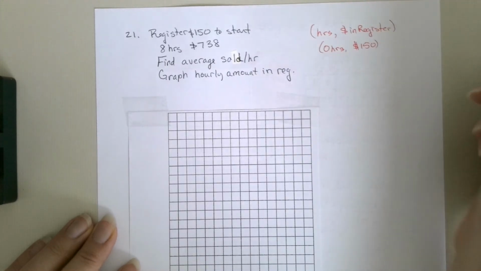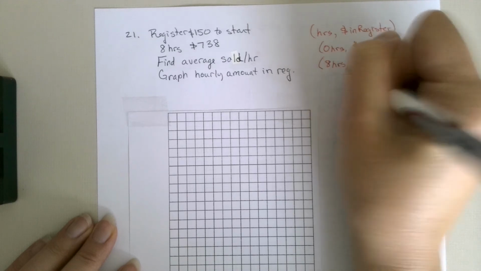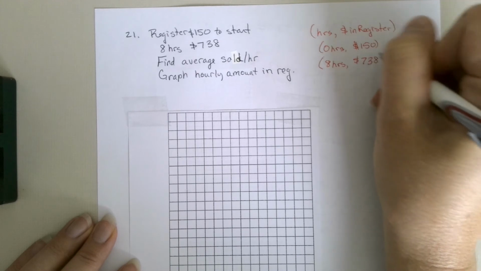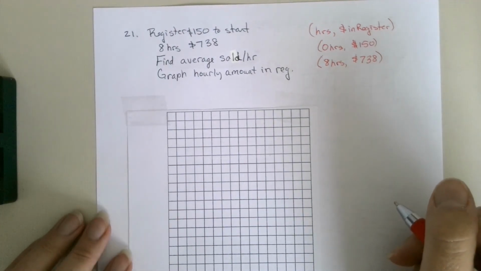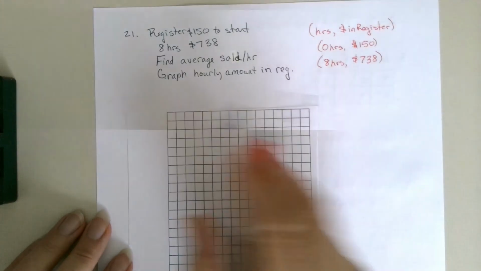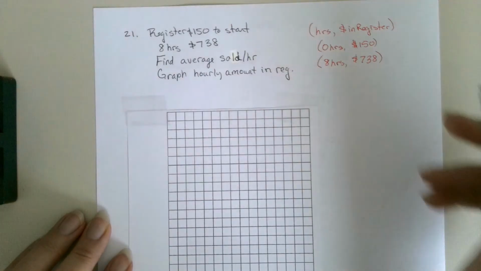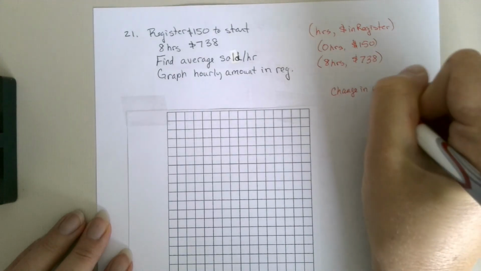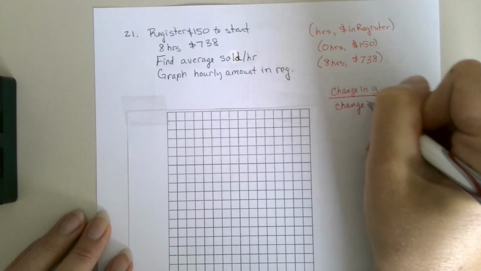And that's when we start. And at the end of the day, or the end of this register shift, we have 8 hours, and we have $738 in there. So if you think about this in the form of the change in y over the change in x, that would give us our average amount of money per hour, how much was sold per hour. So we would look for the change in y over the change in x.